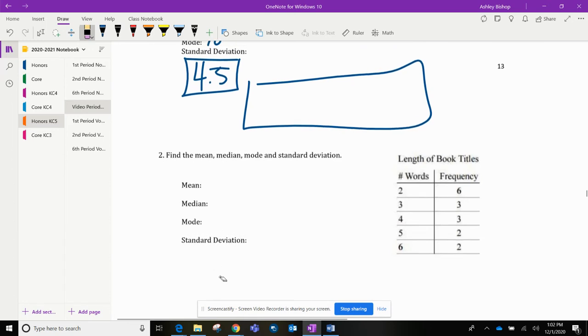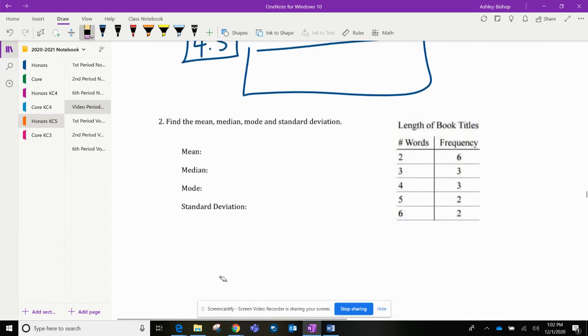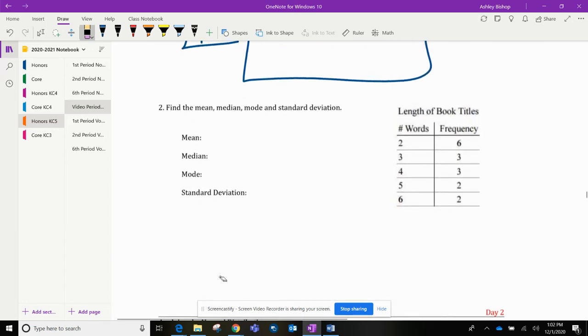Question 2 is on the next page, I believe, for you, the top of page 14. And we need to be careful. There's something a little bit different here. We want to find the mean, median, mode, and standard deviation of this data. And this data talks about the length of book titles. So we have book titles that are 2 words, 3 words, 4 words, 5 words, and 6 words.